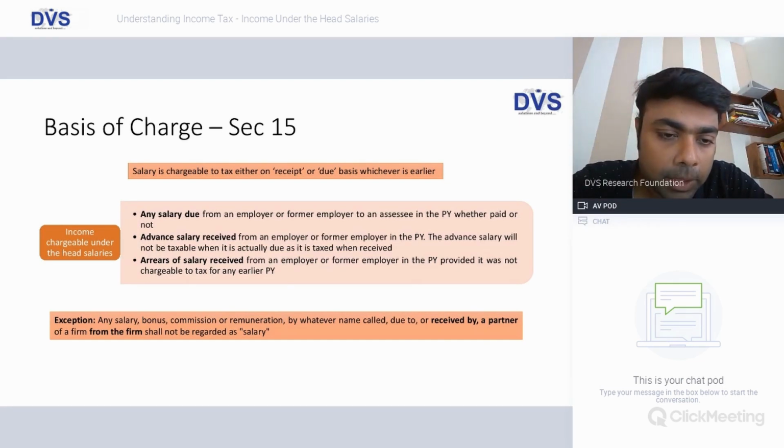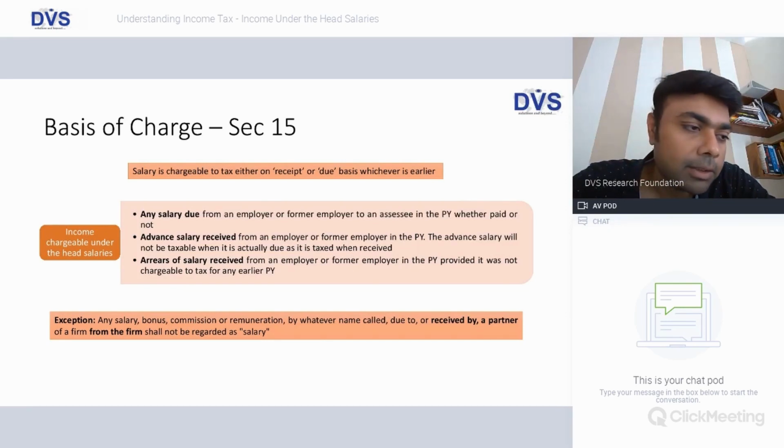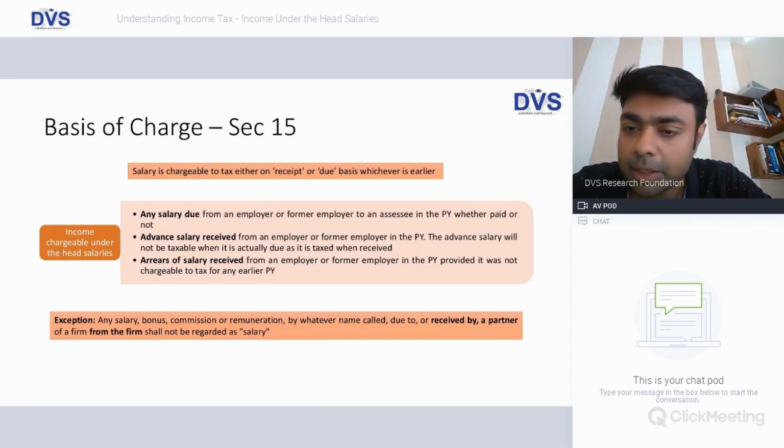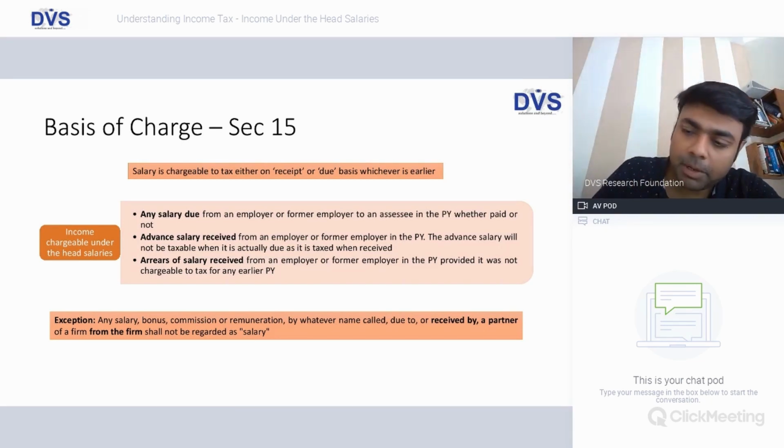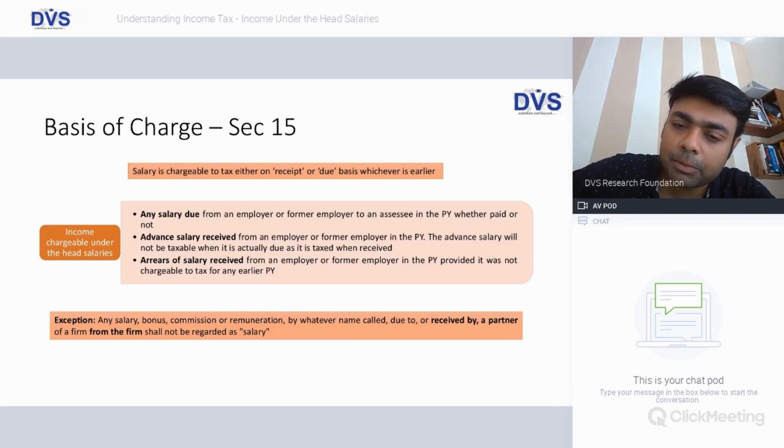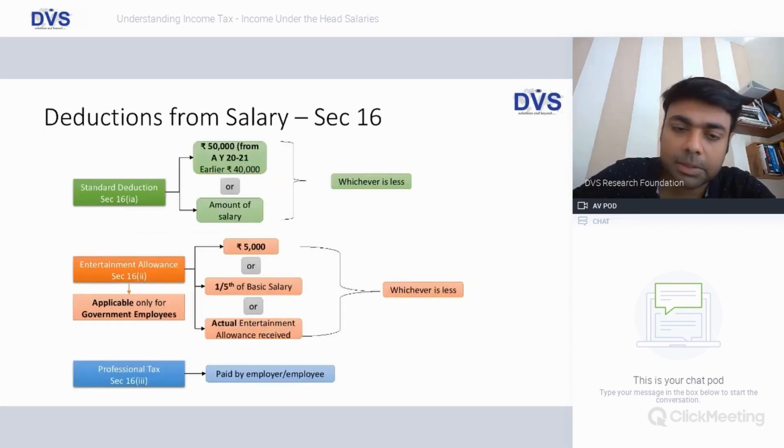Now, in the case of partner's remuneration, such income shall not be subject to tax under the head income from salaries because there is no employer-employee relationship. The relationship between a partner and his firm is not regarded as an employer-employee relationship, it is more an owner relationship, which is why partner's remuneration comes under the ambit of section 28 and gets taxed as business income.